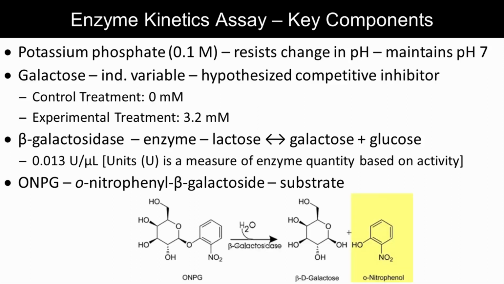But ONPG is similar enough to lactose that beta-galactosidase can bind it and catalyze its hydrolysis to O-nitrophenol and galactose. And while ONPG is colorless, O-nitrophenol is a yellow compound that absorbs light maximally at 420.7 nanometers.